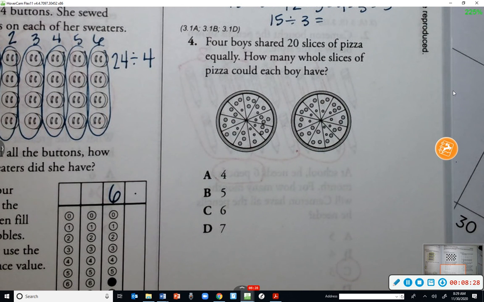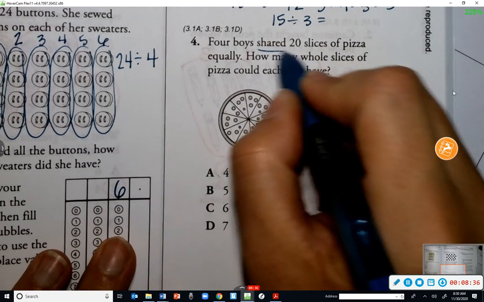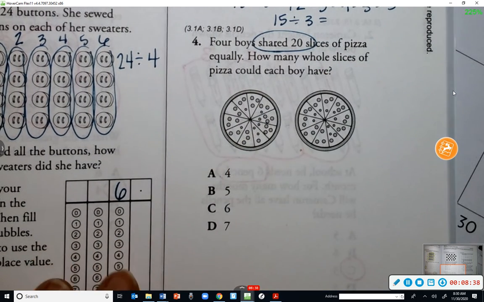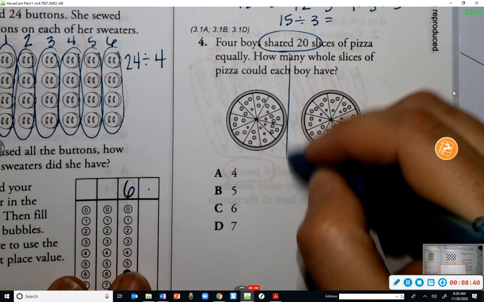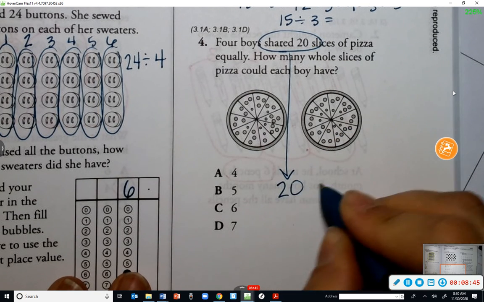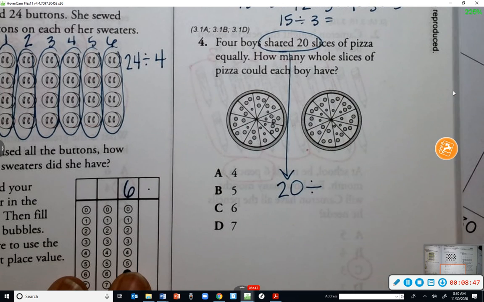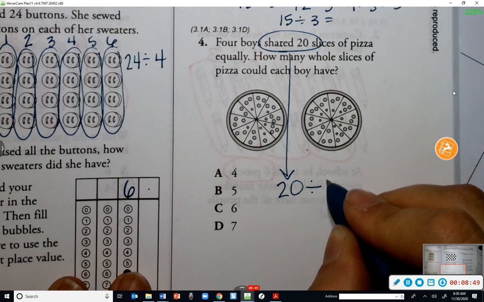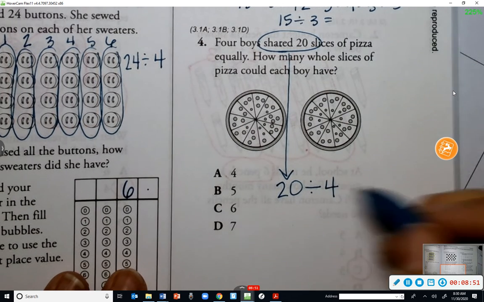4 boys share 20 slices of pizza equally. How many whole slices of pizza could each boy have? Okay. Sharing. Sharing, is that a key word? Yes. For shared, what type of problem? That would be a division. And I'm sharing it among 4 boys. Okay?